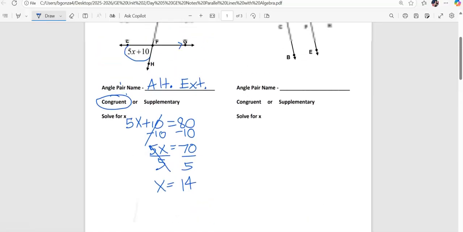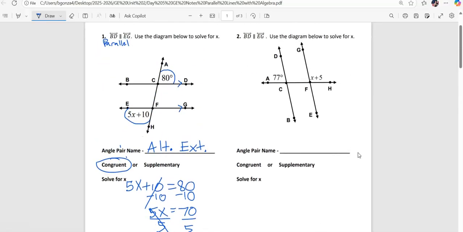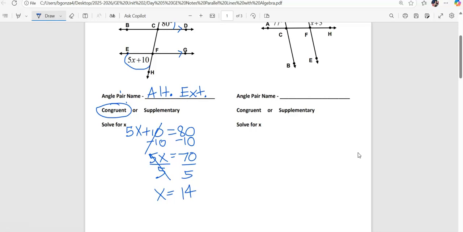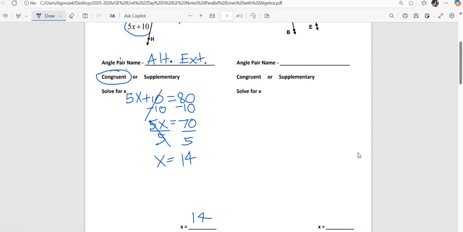But for EFH, we need to figure out that angle. If you put your pencil on E to F to H, what angle is it? It's going to be right here, 5x plus 10. So I need to take 5x plus 10 and substitute, replacing x with 14. Parentheses 14, specifically. What is 5 times 14? Mental Desmos, 70. Plus 10, not multiplying.